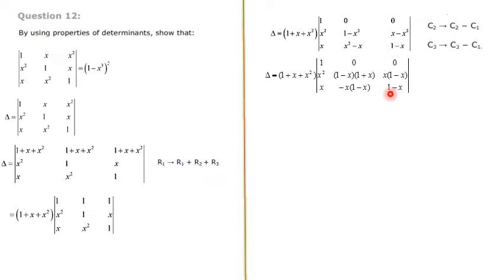Then here again 1 minus x, no change. Now when you look at the second column, 1 minus x is common. 1 minus x here, 1 minus x here. And in the third column also there is 1 minus x common. So let us take out that one. That is 1 plus x square into, from second column 1 minus x is out, and from third column also 1 minus x is out.